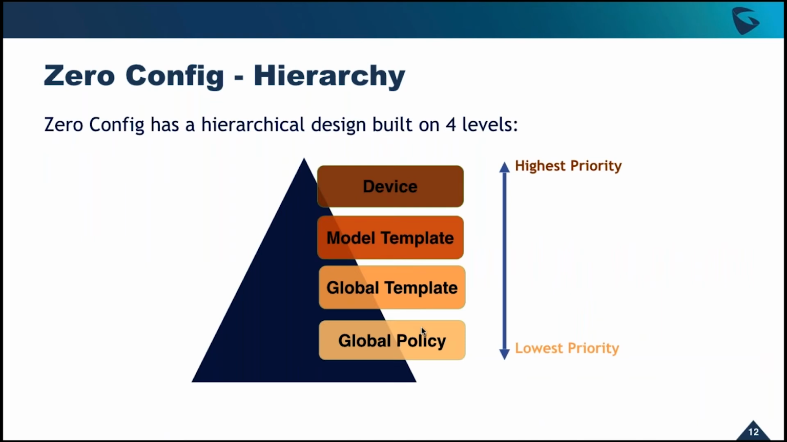So this is the zero config hierarchy. We have multiple templates, from the global policy to the global template, to the module template, to the device. The more specific you are, the higher the priority you get. So if you have the same setting with different values in the global policy and in the device policy, the device policy will override whatever you have in the global policy. The more specific you are, the higher the priority you get.